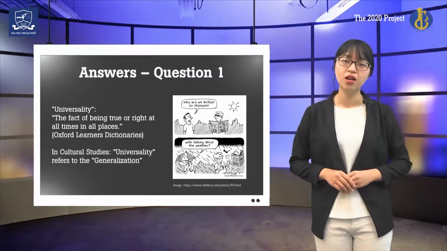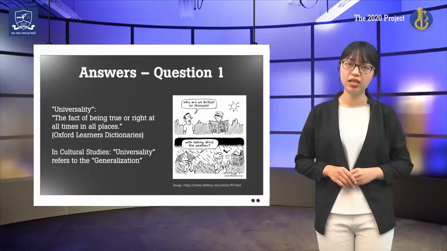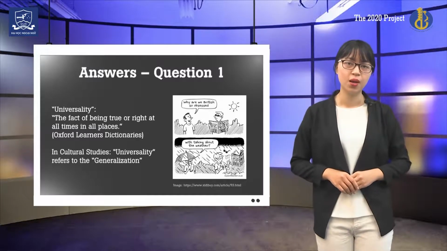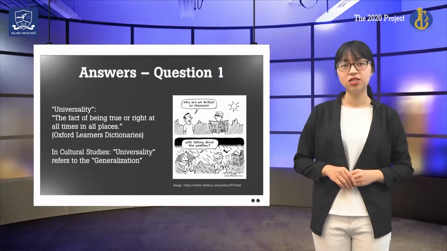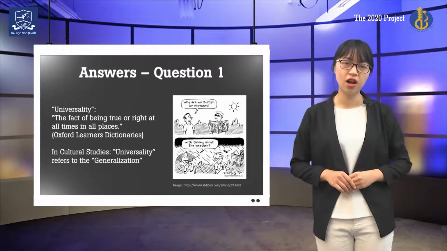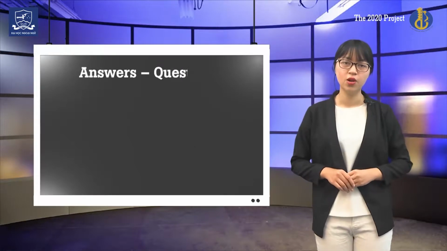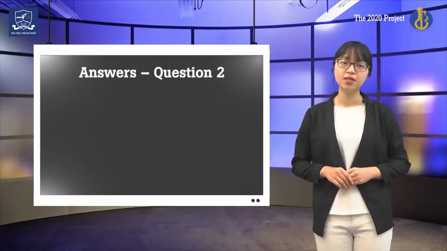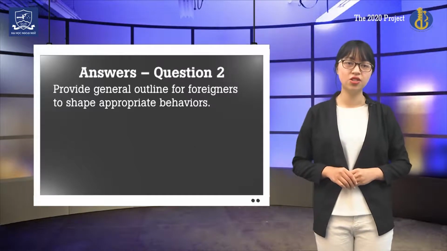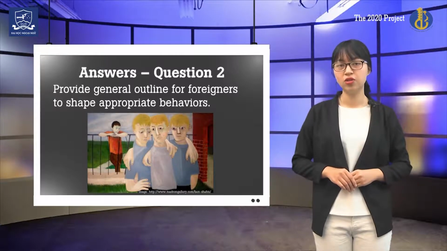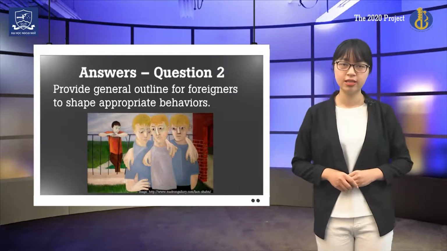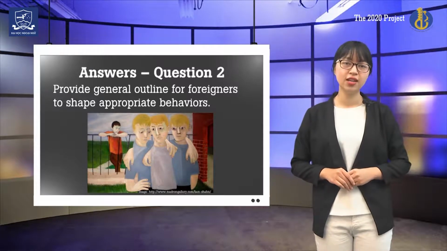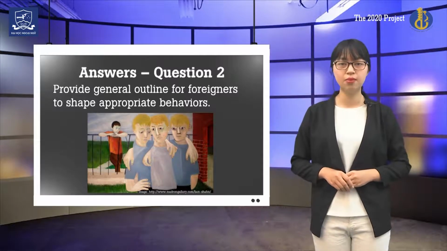For example, not all English people are cold and like to talk about the weather, but a generalized description states that, and it turns out to be a typical image of the English. With the second question, its main function is to provide general outlines for foreigners to shape appropriate corresponding behaviors. For example, when we know that English people are not willing to talk to foreigners, we shouldn't suddenly approach them.